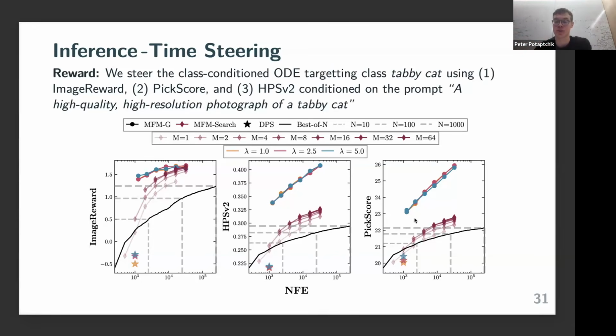And so here are the results. The first curve that I want to emphasize is this black curve. Basically, this black curve is a best-of-n sampler. So you're just going to roll out a bunch of trajectories and then take the best of those trajectories.